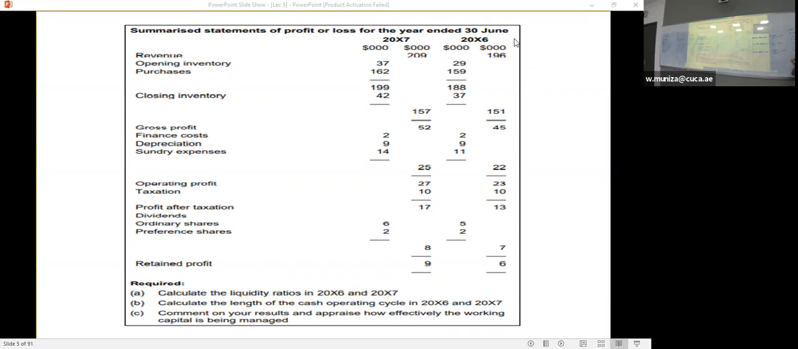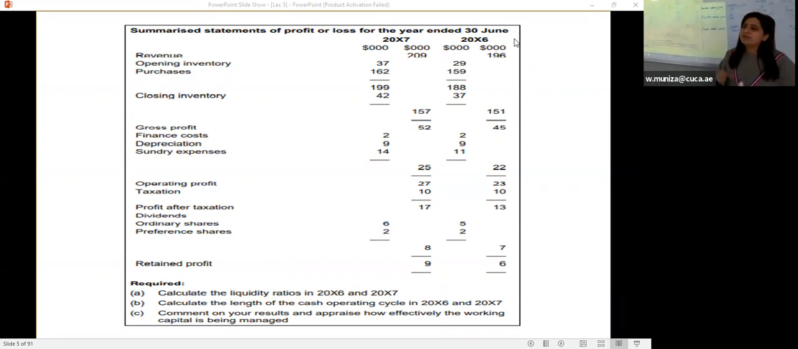So how many payable days are there for 2007? 81 days. And for 2006? 126 days. Okay, now as you can see, the payable days are decreasing. What does that mean? That now the organization is taking less time to pay the payables back, less time to pay the amount of the payables due.